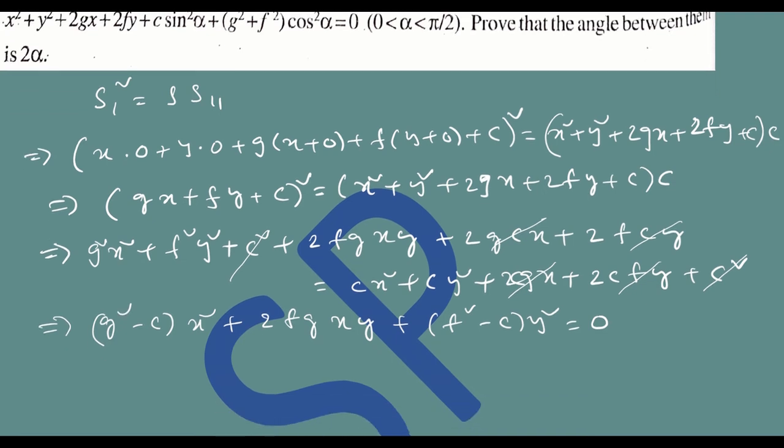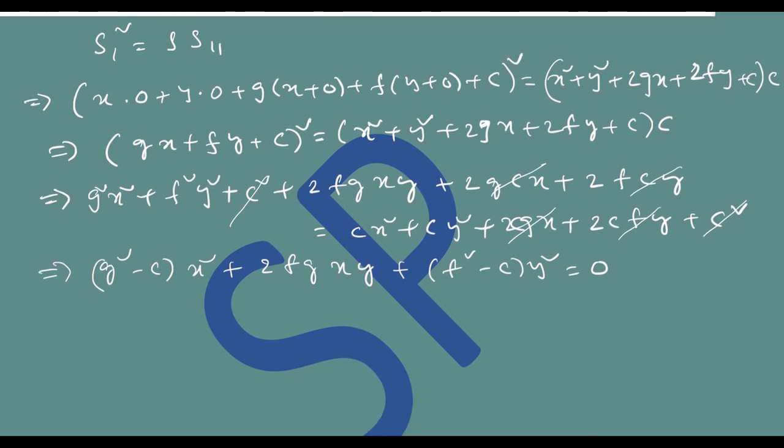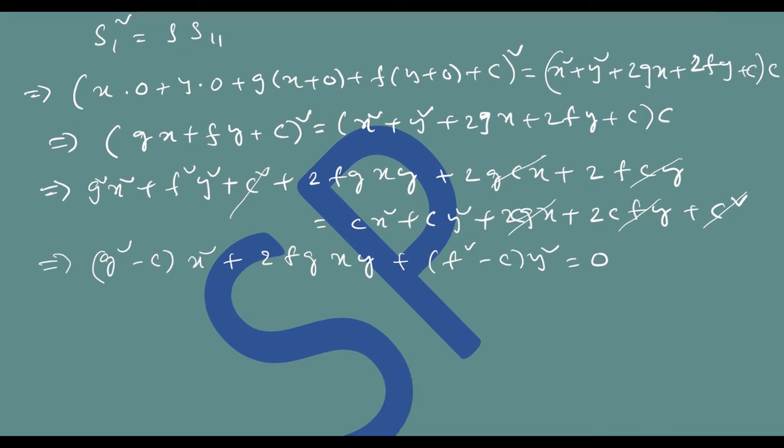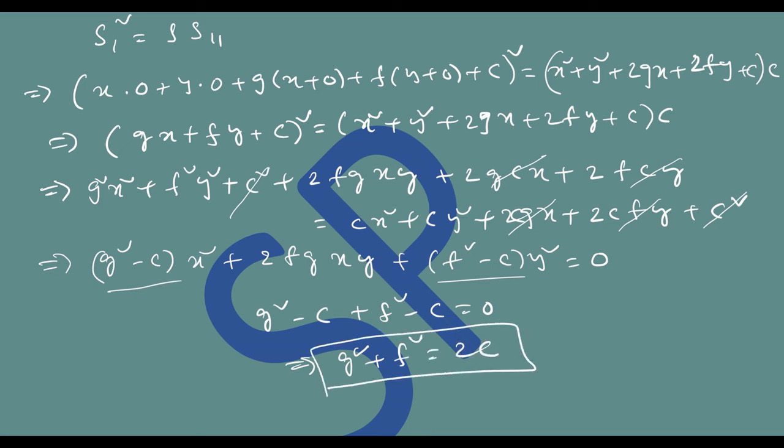Now this is the equation to pair of tangents, and we know that for these lines to be perpendicular, I want coefficient of x² plus coefficient of y² to be equal to 0. So I'll get g² − c + f² − c is equal to 0. Therefore the condition is g² + f² is equal to 2c.